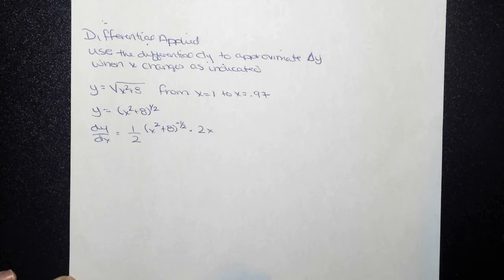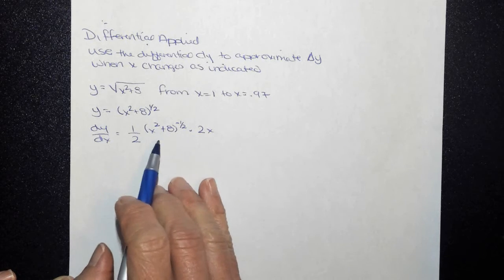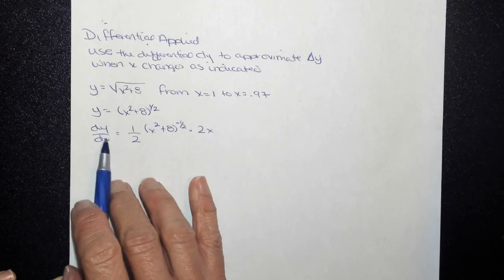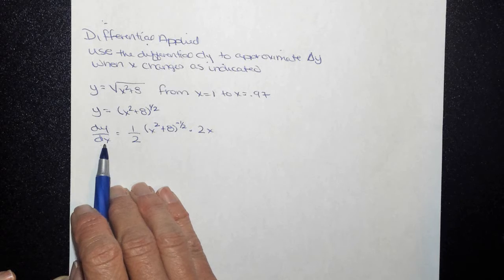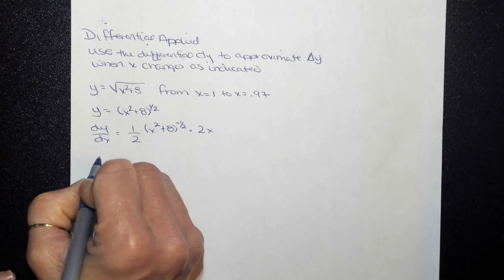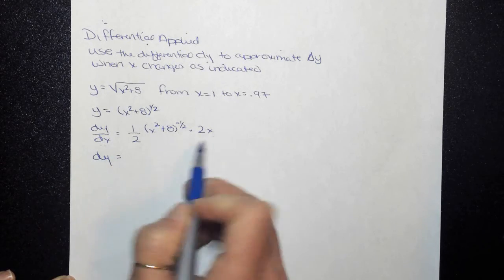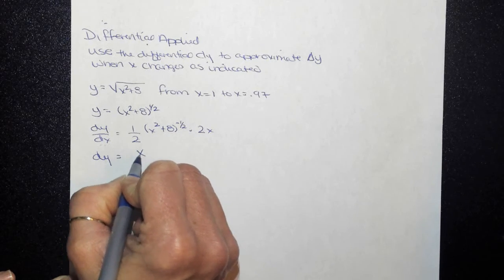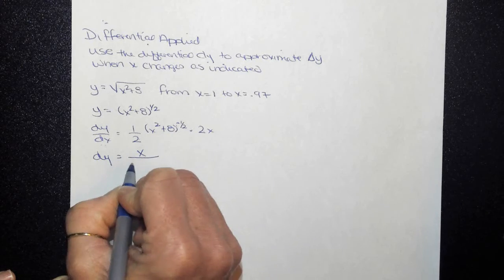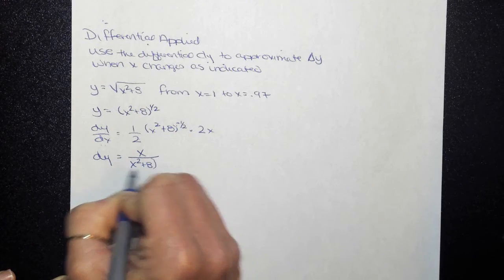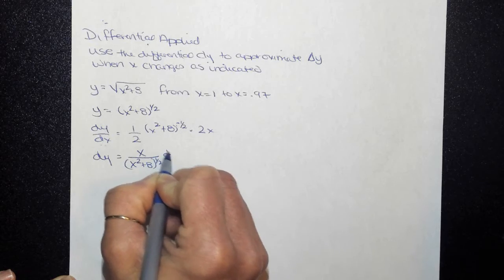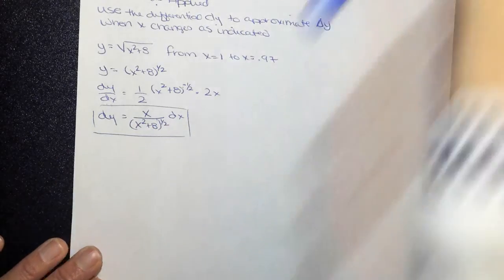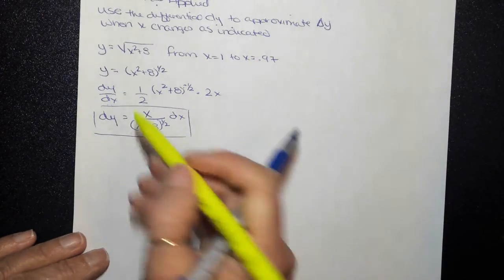So what I want to do is just simplify this slightly, as well as multiply by dx, because I need to get my change in x, which is dx, so I can solve for dy. So we have dy is equal to, when I multiply, these 2's will reduce, and I'm left with an x on the top, over, this drops to the bottom, to the 1/2 power, and multiply by dx. Okay, so this is my differential right here. This is what I want to use to approximate the value of dy.